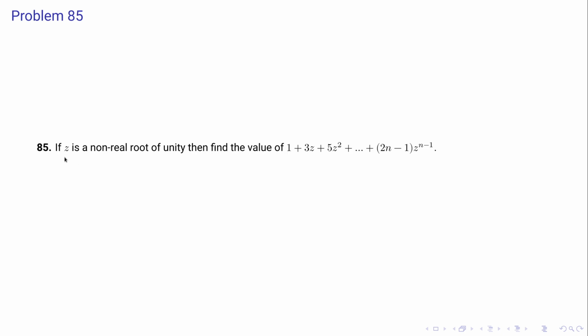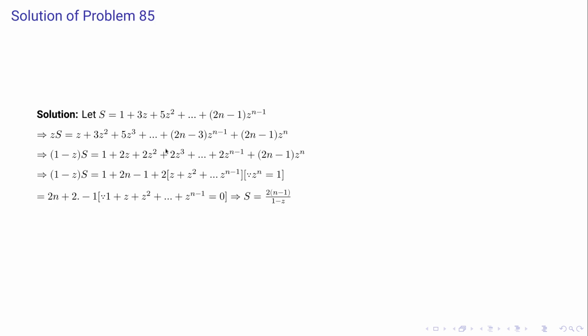Problem 85 says that if z is a non-real root of unity, then find the value of 1 plus 3z plus 5z squared plus up to (2n minus 1) z to the power n minus 1. So we let s equal the given sum, and then we multiply it with z. So it becomes z plus 3z squared plus 5z cubed up to (2n minus 1) z to the power n.